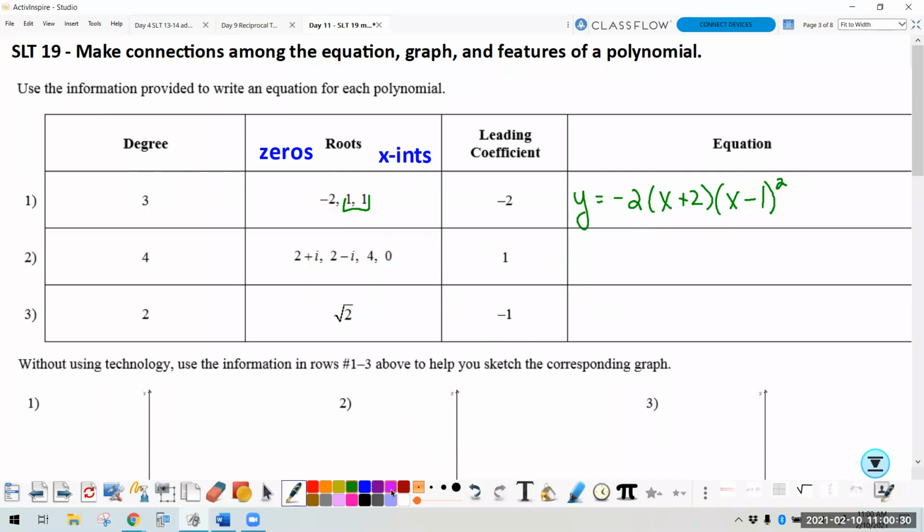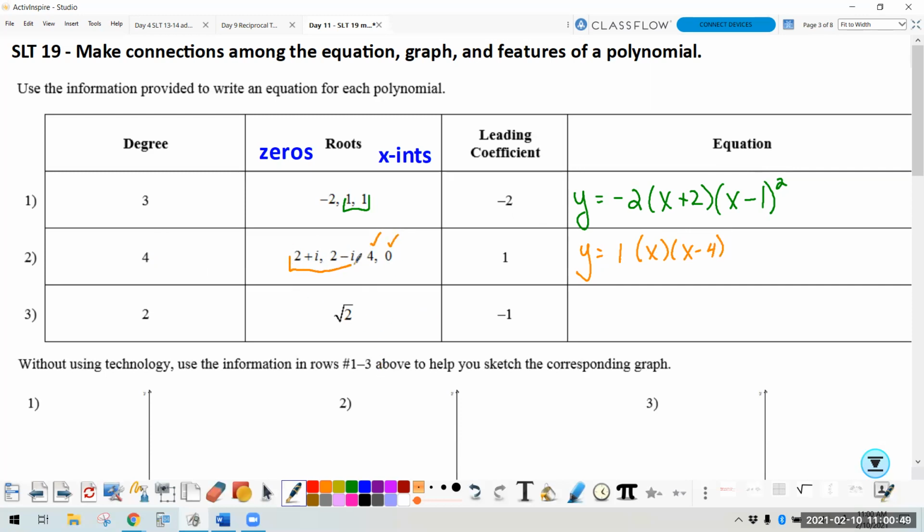Number 2, we have our leading coefficient. I'm going to start with these real roots, but first let me check, do I have them all? 1, 2, 3, 4, I do. So that's x minus 4.